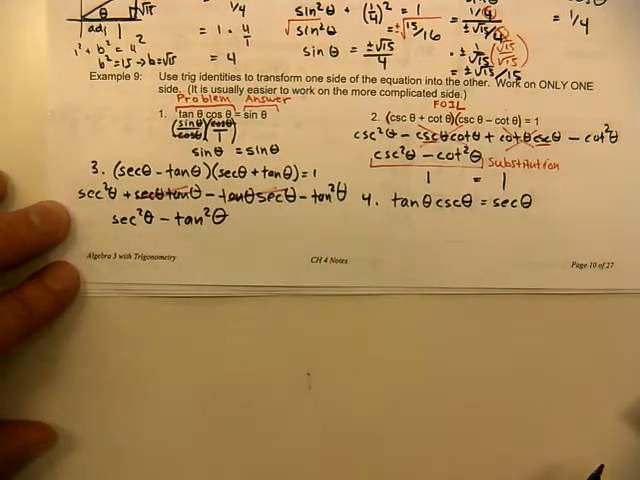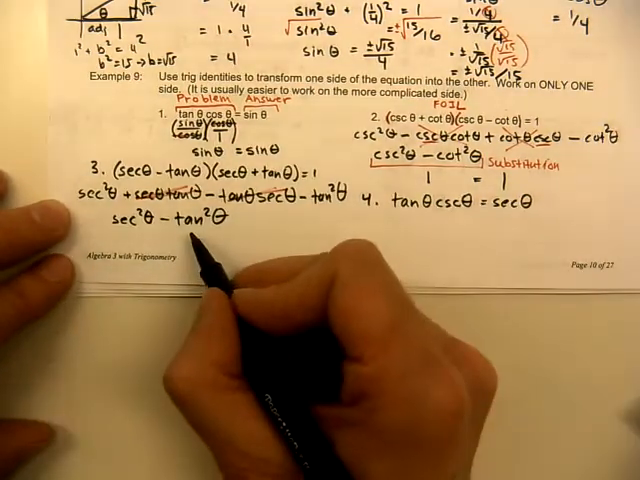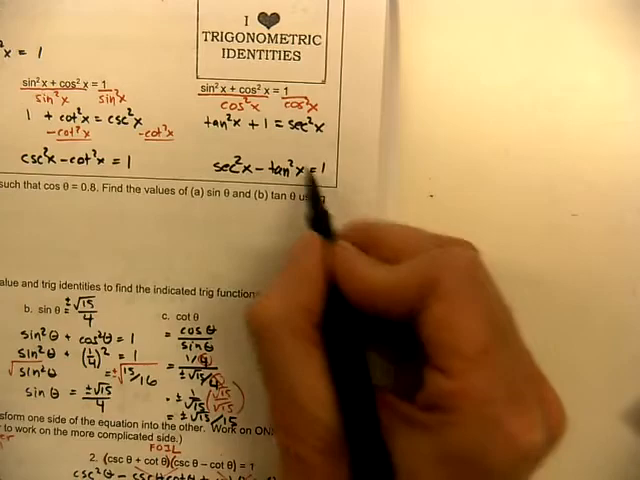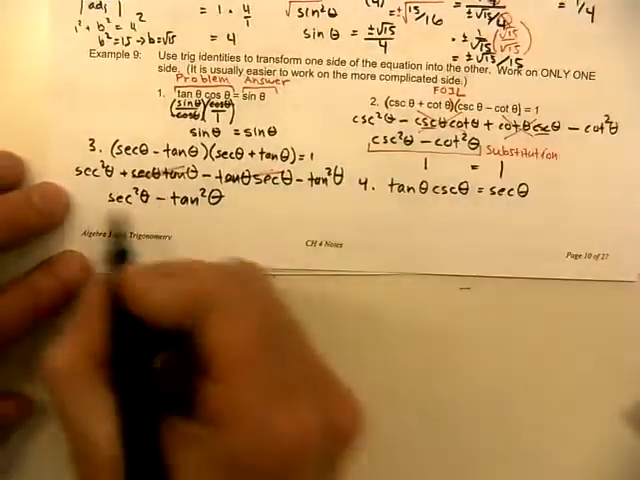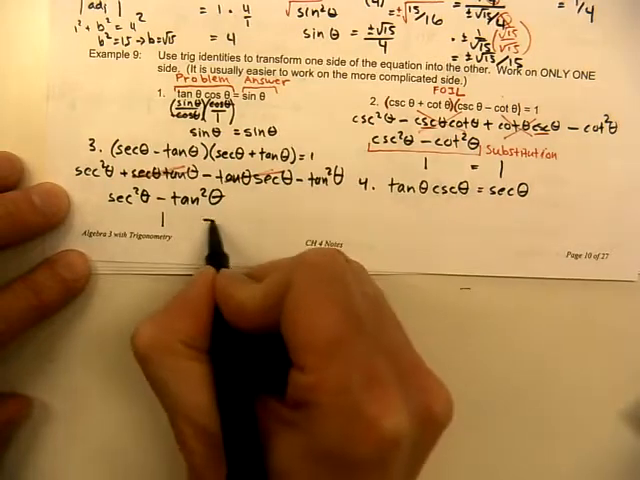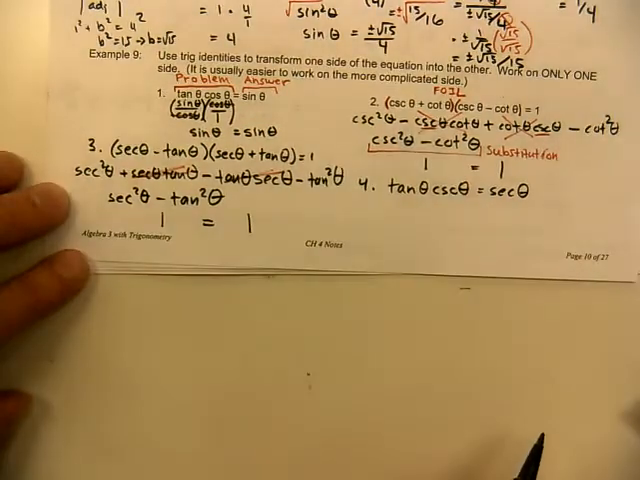So again, the question is, what do we replace it with? What do we do now for substitution? Go back up here. We saw that secant squared minus tangent squared equals 1. So that's our substitution. We replace all of that with 1. That matches the right-hand side of the problem they gave us. So we're done.